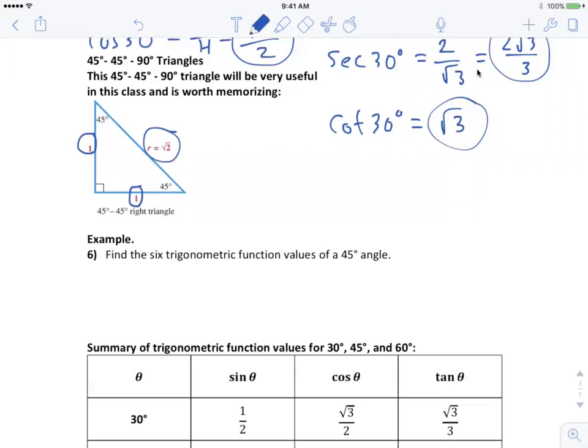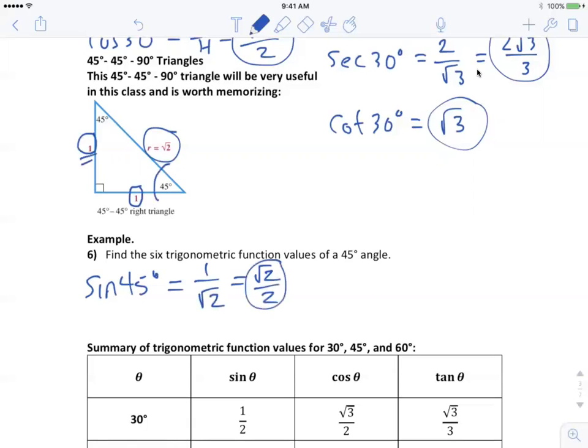Okay. So this one is used for doing examples like below. Find the 6 trigonometric functions of a 45-degree angle. Again, we're using the SOHCAHTOA, right? So the sine of 45 degrees. In this case, it doesn't matter which 45 angle we use, so let's just use the one down here. The opposite is 1, and the hypotenuse is root 2. 1 over root 2. Multiply top and bottom by root 2 would leave you with root 2 over 2.